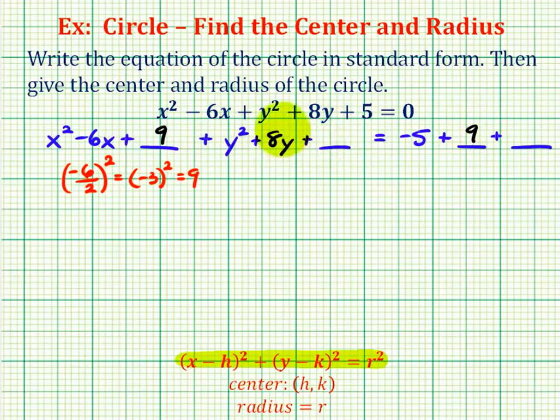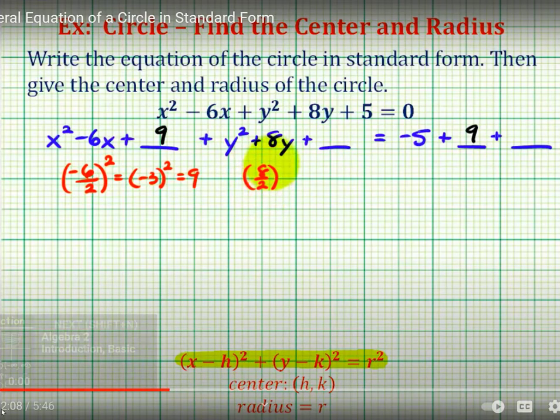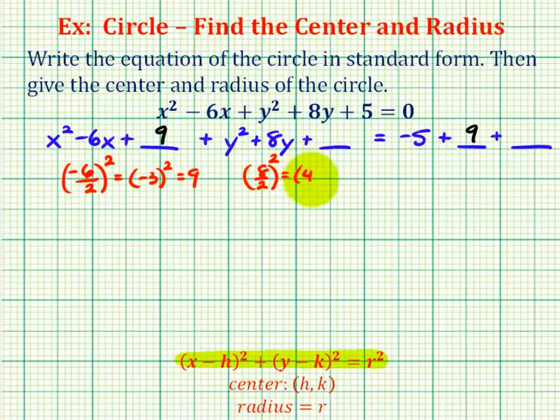Now let's work on completing the square here. Take your 8, divide by 2, and square it. 8 divided by 2 is 4. 4 squared is 16. Add 16 to the left side of your equation and add it to the right.